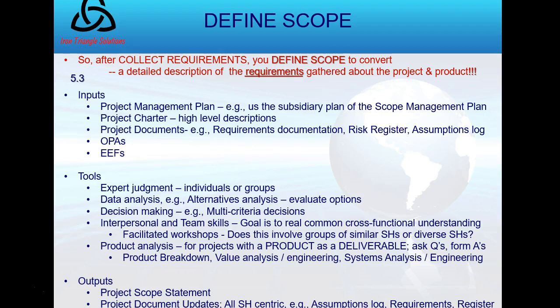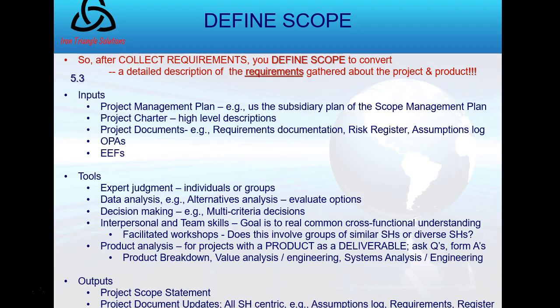Okay, and then we have product analysis. This I'm going to do for projects with a product as a deliverable, and I'm going to ask questions and form answers in the process. I'm going to break down the product, maybe a PBS, product breakdown structure. Like all breakdown structures, like the work breakdown structure, or a resource breakdown structure, or a risk breakdown structure, it's hierarchical in nature. I'm going to do requirements analysis. I might do systems or engineering analysis, and value analysis or value engineering. Value analysis is, how can I, without changing the scope, add value to my project, reduce cost or shorten time, that sort of thing. Okay? Then I have my outputs.